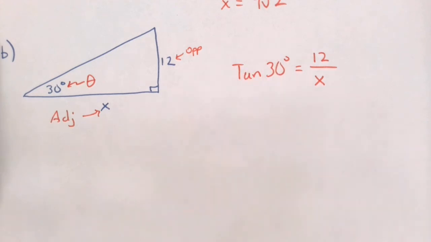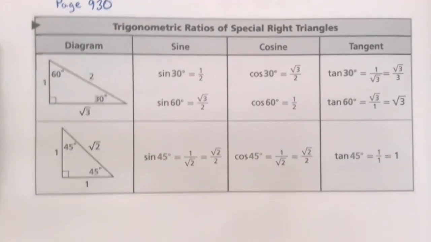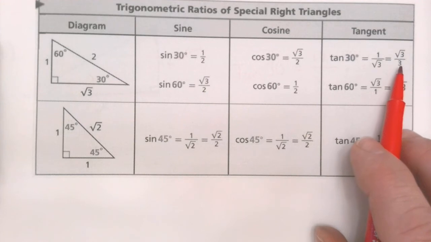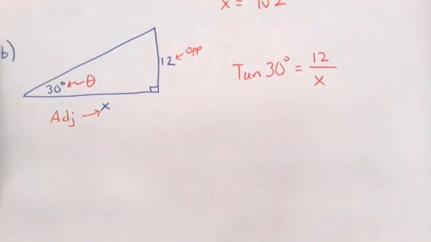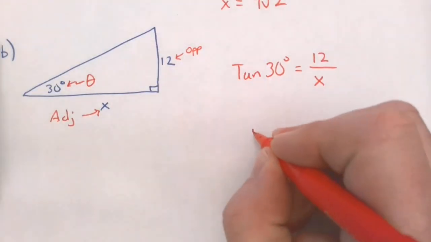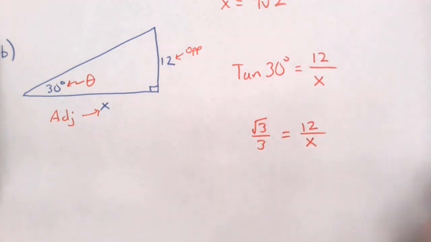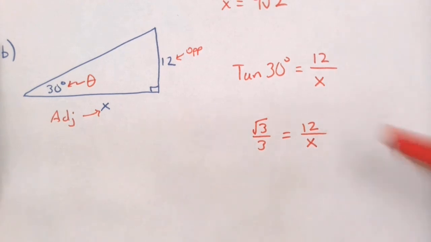Tangent of 30 degrees, that's one of the values that we know. So the tangent of a 30-degree angle is the square root of 3 over 3. So I can replace that in my equation. And then from there we would want to simplify that. It is a proportion, so you could cross multiply and divide if you want to do that quickly.